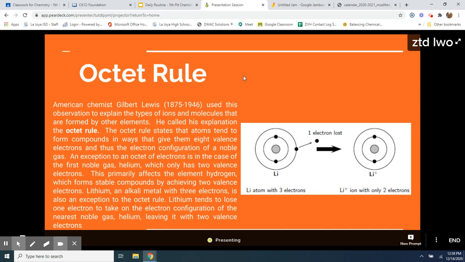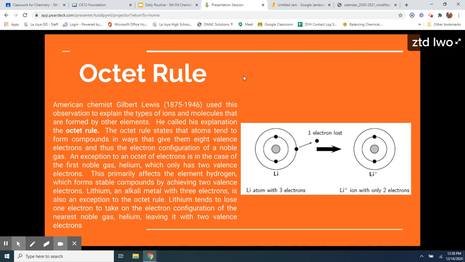All right, let's talk about the octet rule. American chemist Gilbert Lewis used this observation. He noticed the electron configuration of all the noble gases and asked what these elements need to do to get that electron configuration. So he used this observation to explain the types of ions and molecules that are formed by other elements. He called his explanation the octet rule. The octet rule states that atoms tend to form compounds in ways that give them 8 valence electrons, and thus the electron configuration of a noble gas.